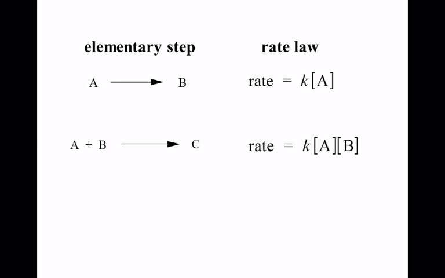Okay, one more. What if it's another bimolecular, but 2 particles of A come together? The stoichiometric coefficient of A is 2. Actually, the reaction order of A is 2 because it's an elementary step. So the rate law expression for this is rate is equal to K times the molar concentration of A raised to the second power. That is its reaction order because it's an elementary step. Okay?